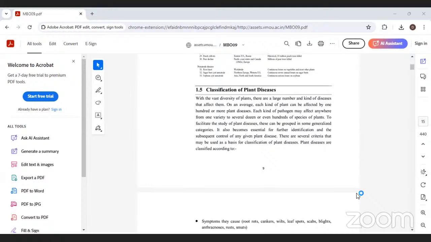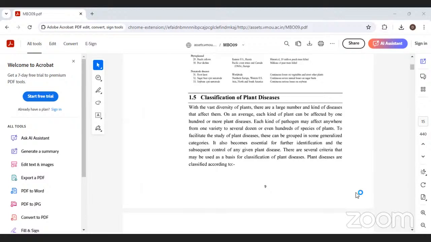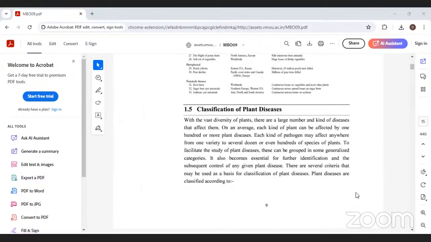To facilitate the study of plant disease, these can be grouped in some general categories. This classification becomes essential for further identification and the subsequent control of any plant diseases. There are several criteria involved in plant disease classification. Not one or two classifications, but many criteria are undertaken to classify. Okay, this is the first thing, and it is the most important of the classification.